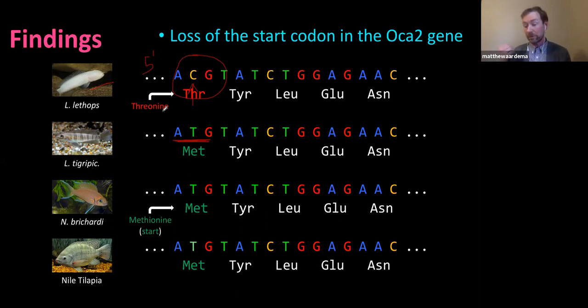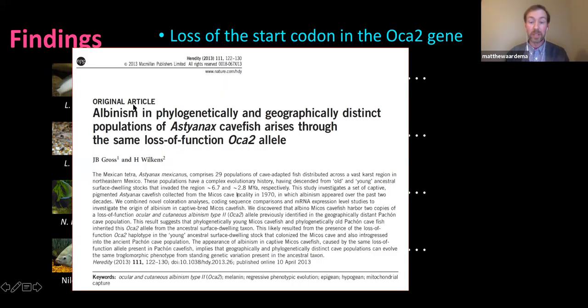And so we don't necessarily have functional data, but this is really good evidence to suggest that the OCA2 gene is basically broken in lithops. And this is a gene that is widely observed to influence coloration in a wide variety of organisms, including Astyanax. So there's lots and lots of research on this gene in Astyanax.